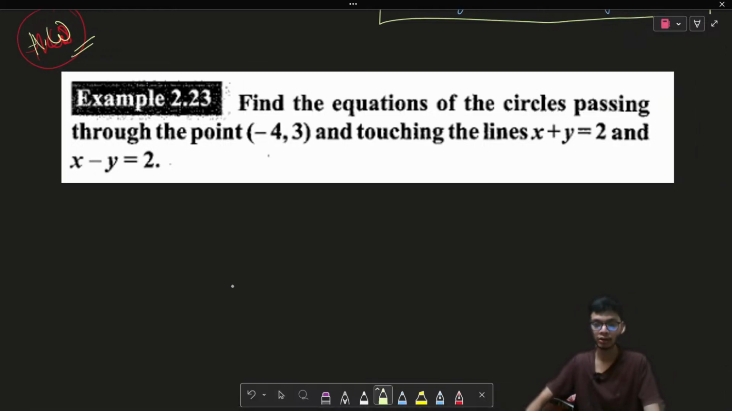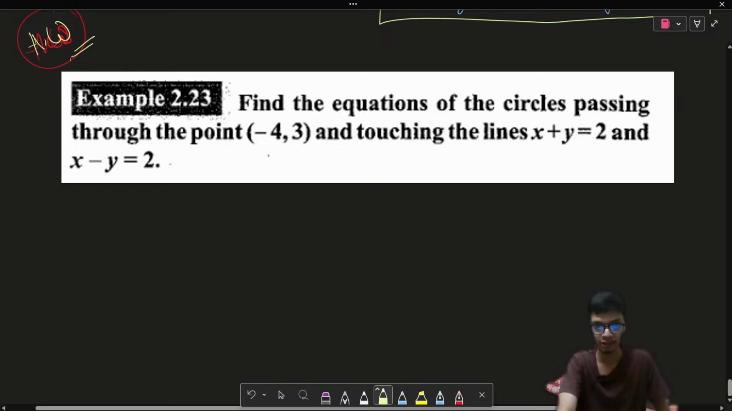It's a question again on the equation of the circle passing through the point minus 4 comma 3 and touching the two lines x plus y equal to 2 and x minus y equal to 2, right? So try to solve this problem. It's quite an interesting problem, and if you try to solve it, you will be able to get to the final result. A standard result has to be applied over here. When any given line is a tangent to the circle, the perpendicular distance from the center of the circle to that line is going to be equal to the radius of the circle, right? With that concept, you can easily solve this problem.